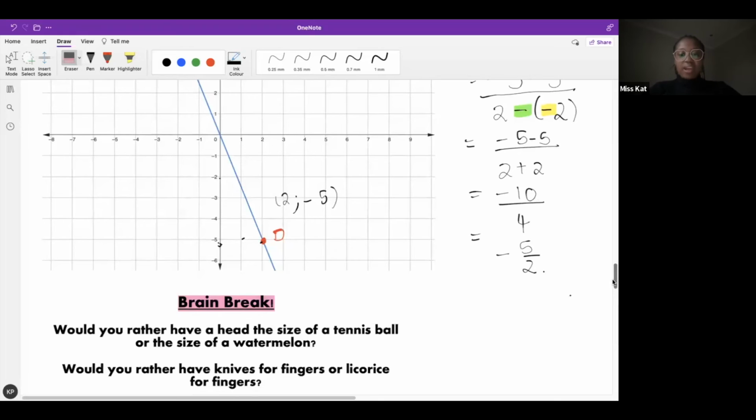Would you rather have knives for fingers or licorice for fingers? So would you rather have sweets or knives? Let's see the dangerous people in this world. Oratile, hi, ma'am. What would you rather have, Oratile? Personally, ma'am, I'd choose the licorice, ma'am, but the problem is diabetes, ma'am.